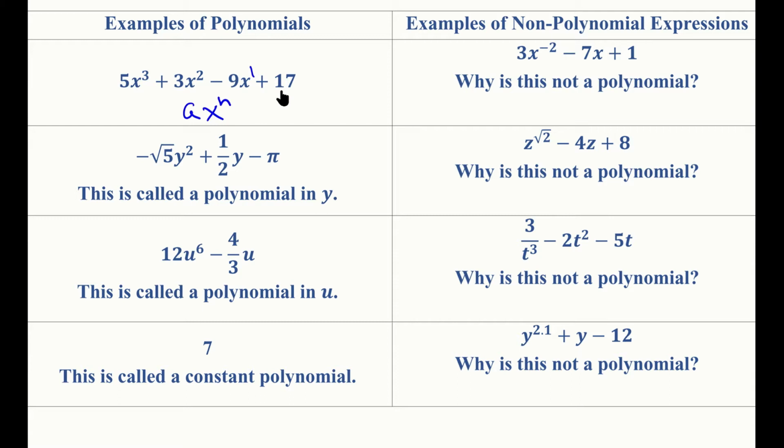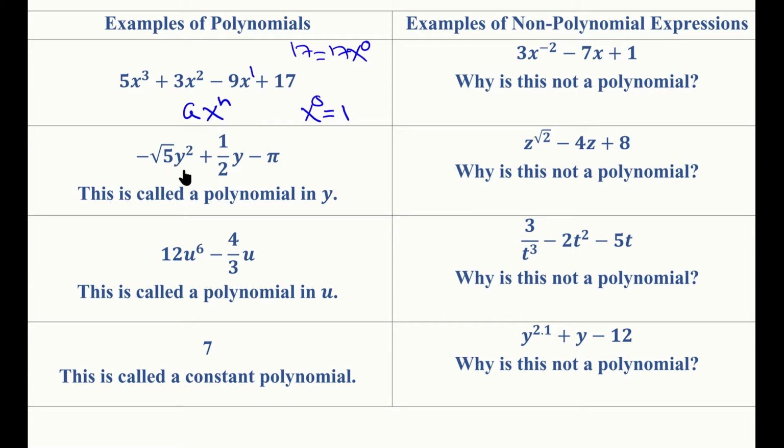So what about the 17? Well, as it turns out, if you recall from previous discussions, x to the power of 0 is 1. So we can take 17 and we can write it as 17x to the 0. So that also satisfies the requirement for the way that each term of the polynomial is supposed to look.